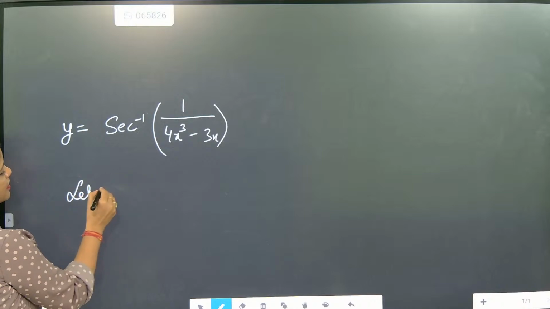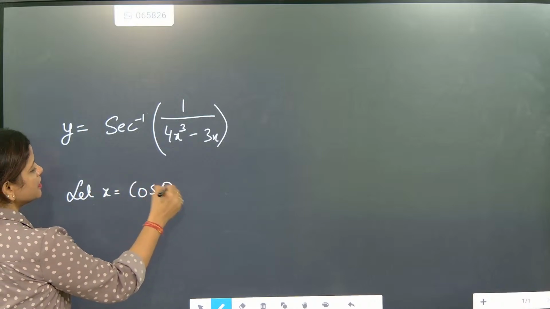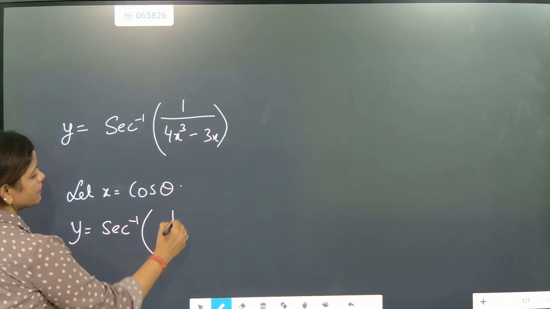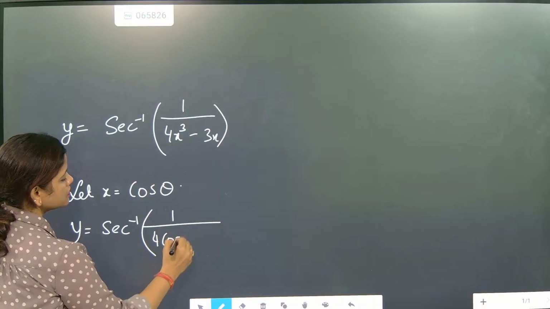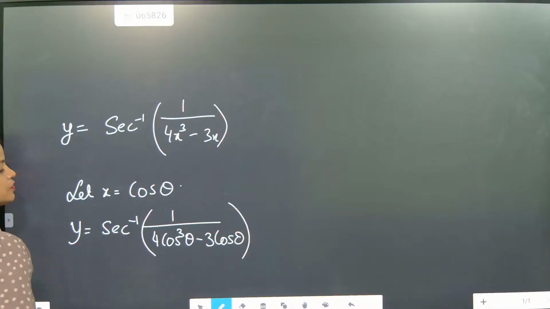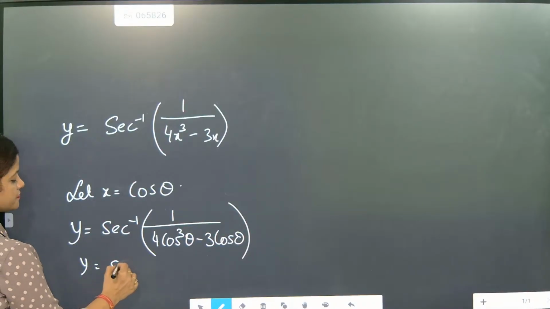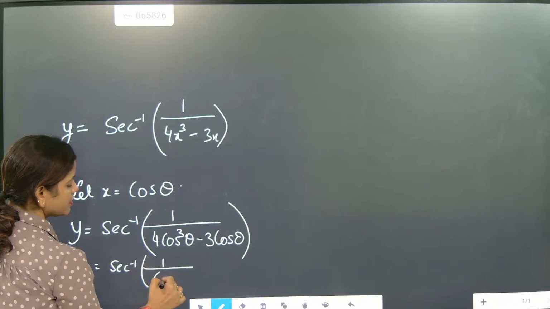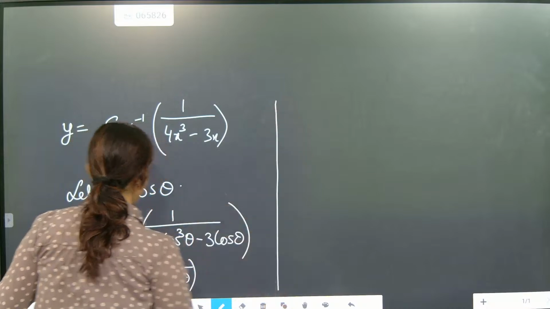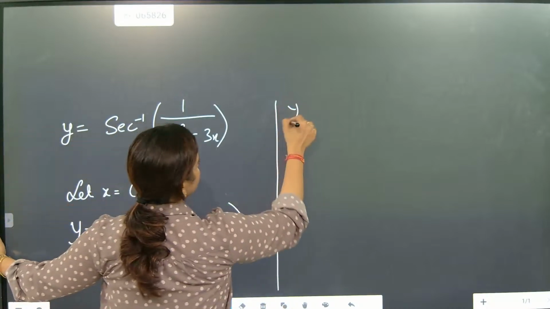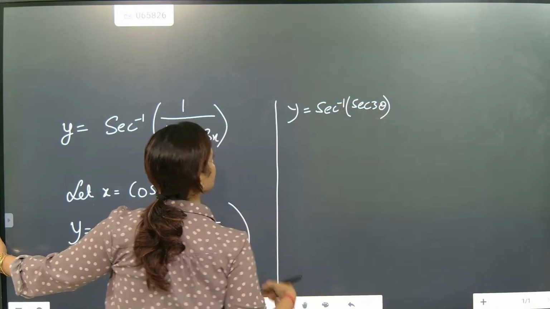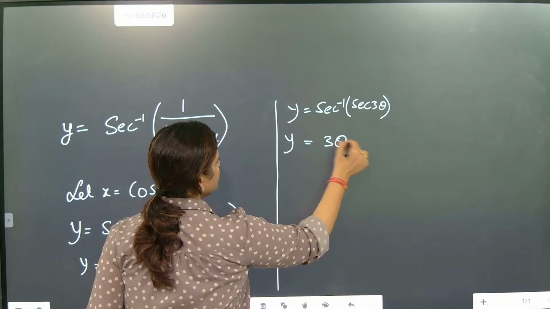So now let x is equal to cos theta. Now it will become y is equal to secant inverse of 1 by 4 cos cube theta minus 3 cos theta. So 4 cos cube theta minus 3 cos theta is cos 3 theta, so 1 by cos 3 theta becomes secant. So y is equal to secant inverse secant 3 theta, so y is equal to 3 theta.